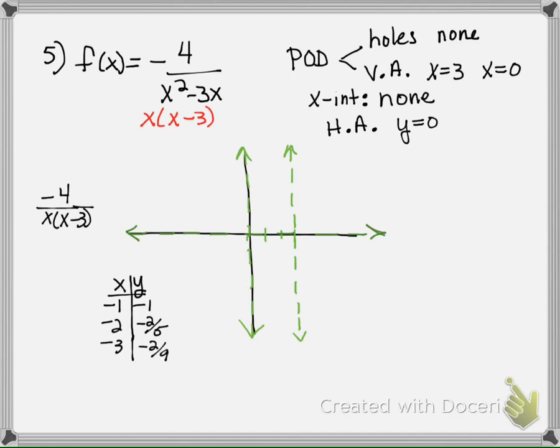So let's go ahead and plot those 3 points. So -1, -1. -2, -2/5. So we're getting kind of closer to that asymptote, aren't we? And then -3, -2/9. We're even closer. So do you start to see what's happening here? It's a little curve. It's getting closer and closer to that asymptote. And then it has to make a turn here because it runs into another asymptote here. And you're going to see this shape happen a lot over and over again in these graphs.